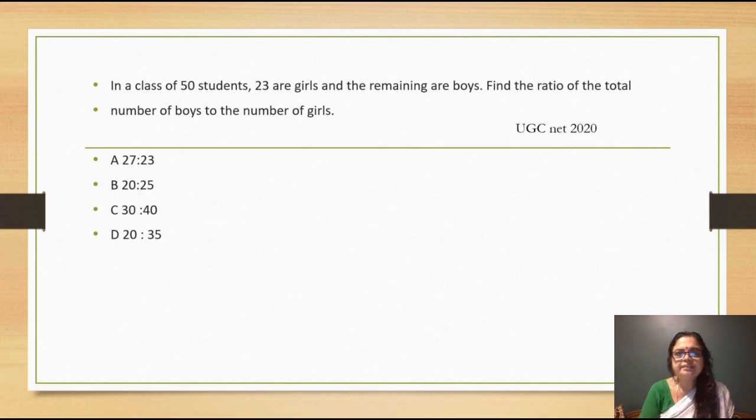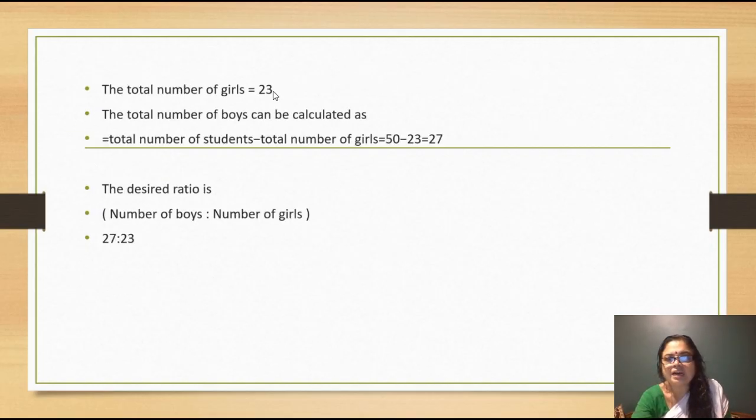Next question. In a class of 50 students, 23 are girls and the remaining are boys. Find the ratio of total number of boys to girls. This is a very simple question. You are given 23 are girls, that means 50 minus 23 will be the remaining number of boys. So the total girls is 23. Total number of boys will be total students minus total girls, that is 50 minus 23, that is 27. So the required ratio of boys to girls will be 27 is to 23. Simple question.